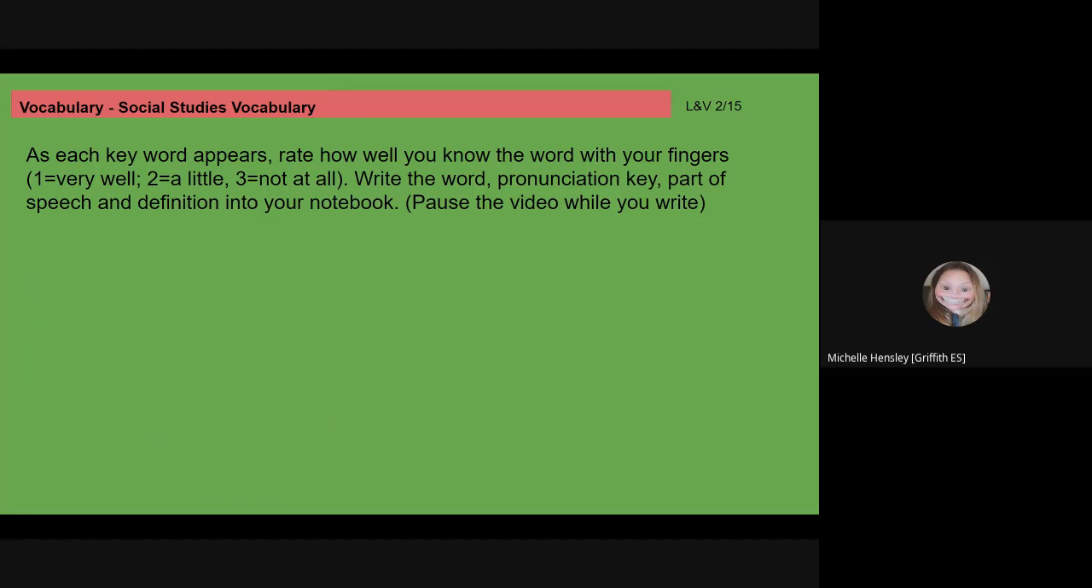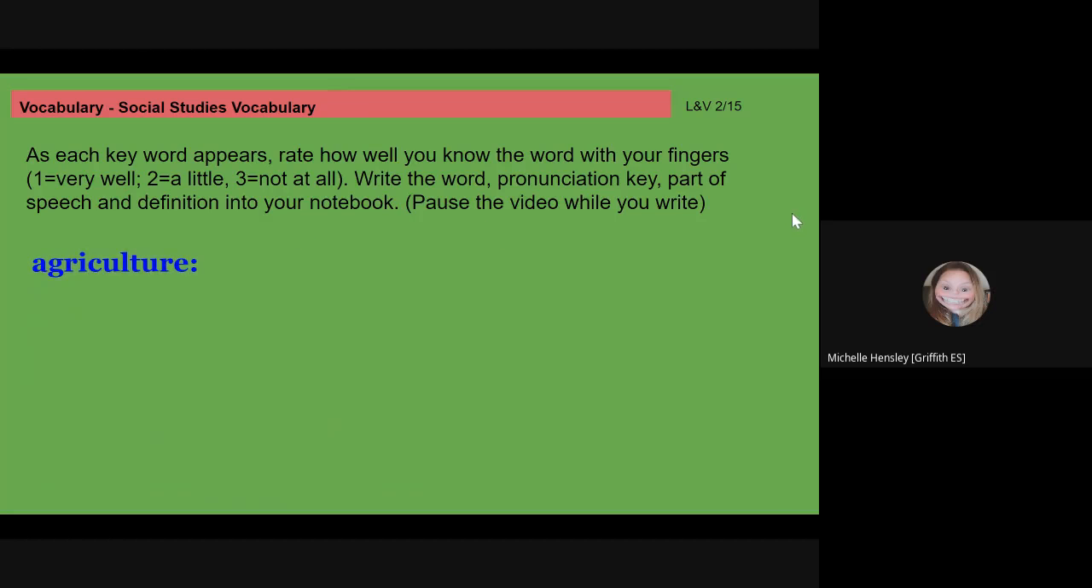If you know the word a little bit, maybe you've seen it or heard it before, you've read it, but you don't know exactly what it means, give yourself a 2. If you're not familiar with the word at all, this is a completely new word to you, then you're going to give yourself a 3. You're going to make sure that you give yourself a 1, 2, or 3. You're rating how well you know the word before you learn it, and then you'll be able to see how far you've come at the end of the week when you've been practicing with this word. All right, so let's get started.